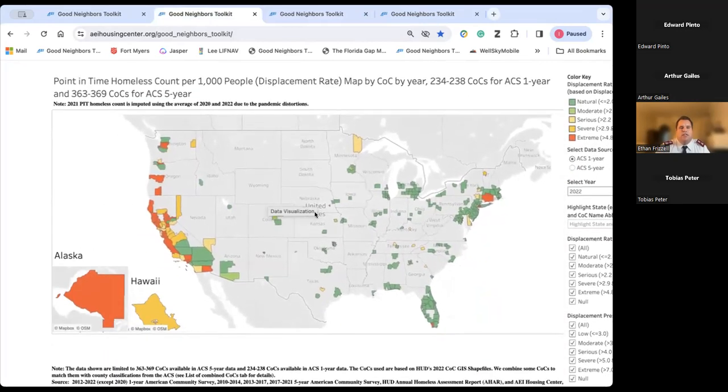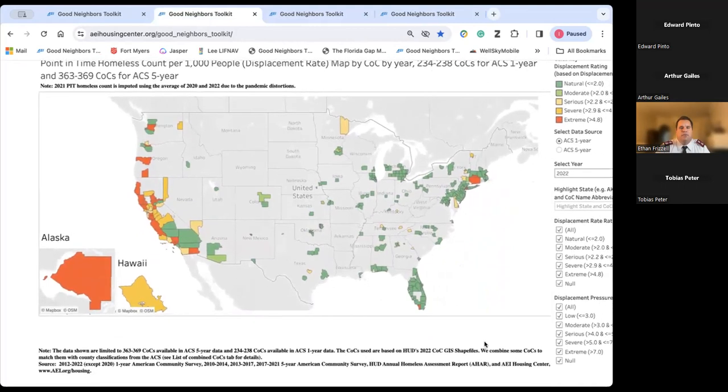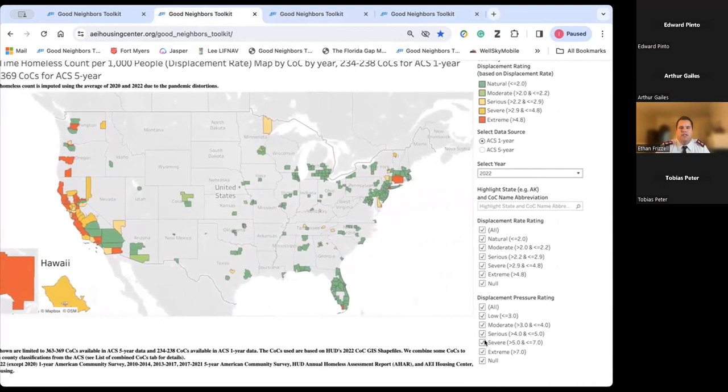So here's your point in time count per 1,000 people. Again, you can see the CoCs listed, you can see your years, you can see colors, and it just gives you a national map to make decisions on based on those other ones. Some people prefer the map for decision making and comparison. Some people prefer the scatter plot. This gives you the tool, thank you very much, AEI, to make that determination.